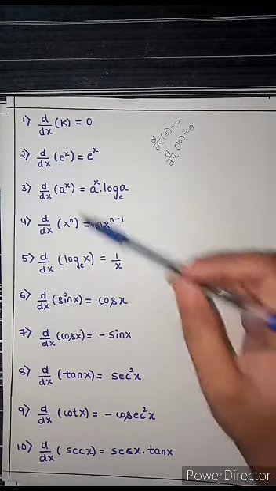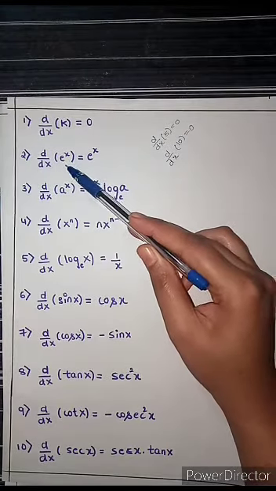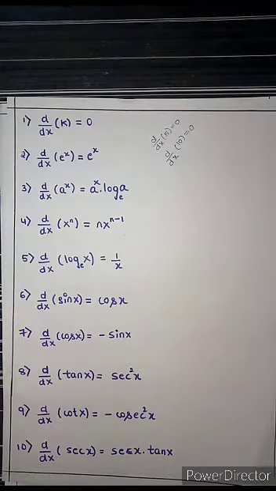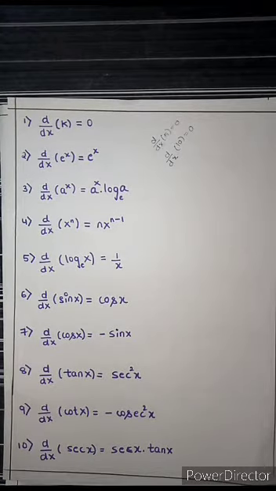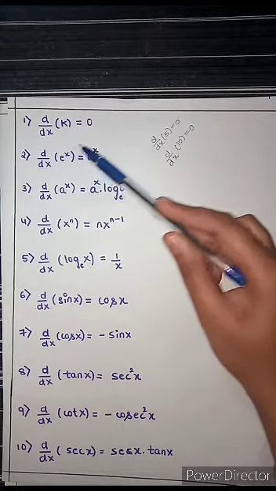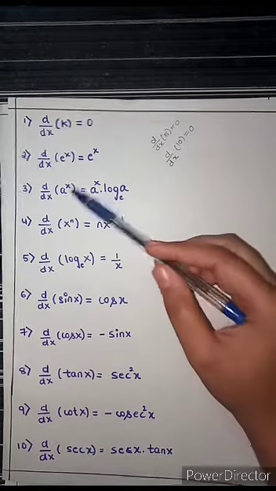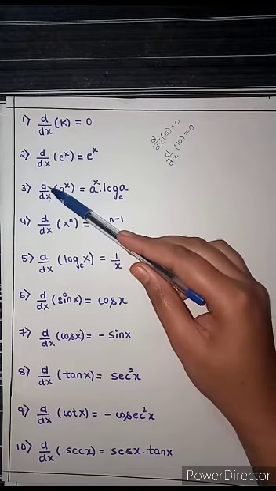Very interesting one. d by dx of e power x is e power x. To remember this, let me tell you a short story. Once e power x's friend came to him and asked, "Hey e power x, whom do you like more?" Then e power x replied, "Are you joking? I like myself more than everything." So here e power x is selfish. So derivative of e power x is e power x itself. Remember, derivative of e power x is e power x itself. Okay. Now let's move to the third formula.